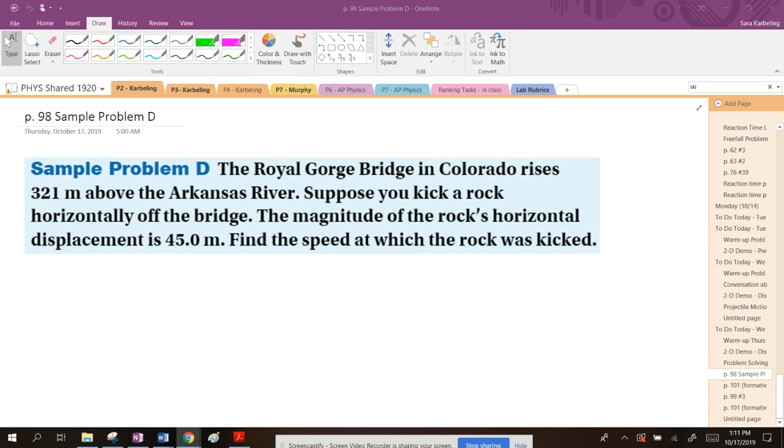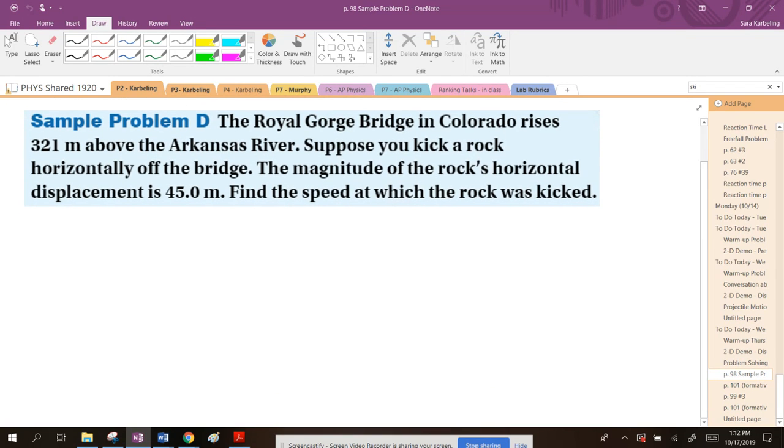Let's look at a few projectile motion problems. So this one here is page 98, sample problem D. It actually has work written out in the book for it as well, but I just want to set it up with our givens chart and all of that for you today.